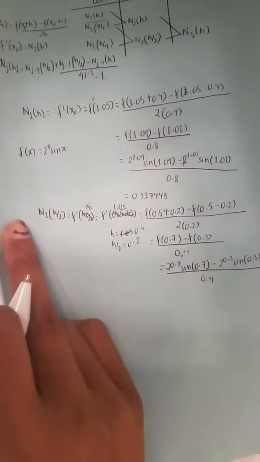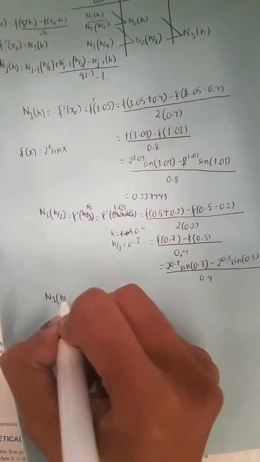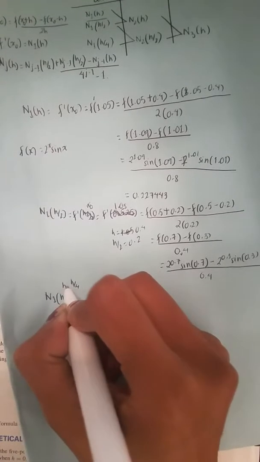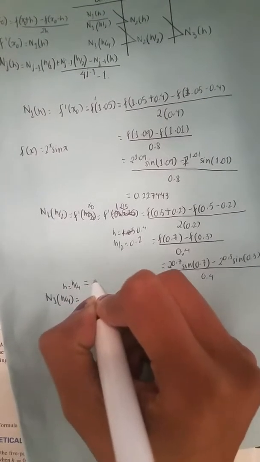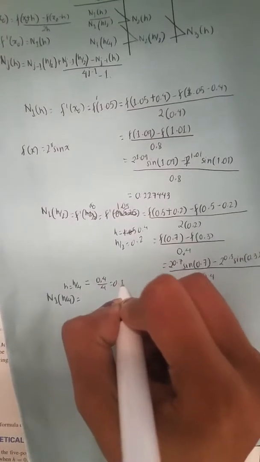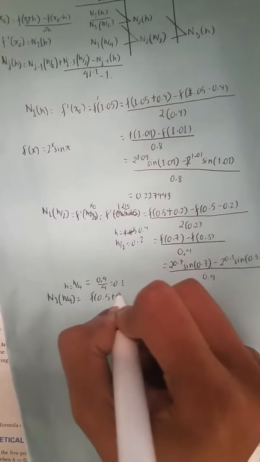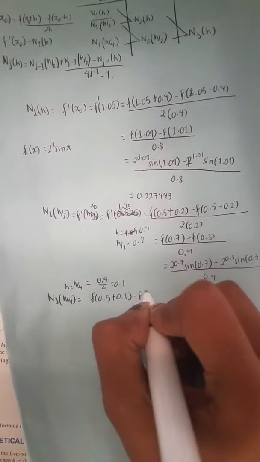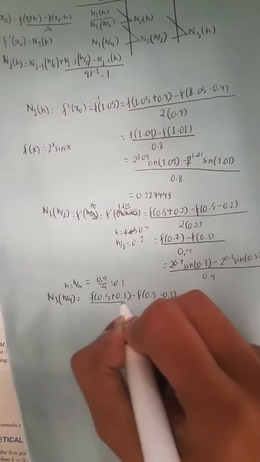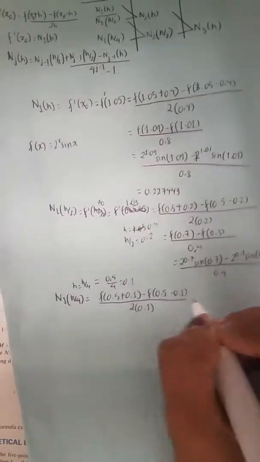Cool. So now we have N1 of h over 2. Similarly, now we'll calculate N1 of h over 4. So here, instead of h, we have h over 4, which is 0.4 over 4, which is 0.1. So it'll be f of 0.5 plus 0.1 minus f of 0.5 minus 0.1, over 2 times 0.1, which is 0.2.